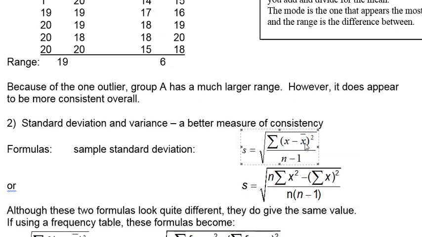So standard deviation and variance get used a lot in statistics, and really they're used as a relative value. So is this set of data more consistent, in which case it'll have a smaller standard deviation, or is it less consistent, in which case it'll have a larger standard deviation?